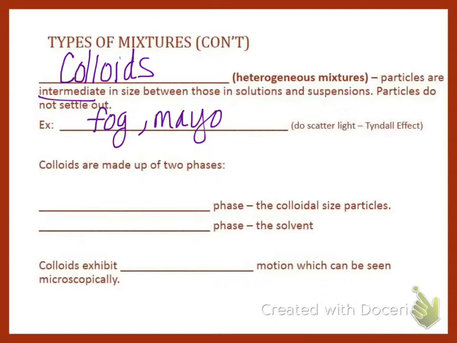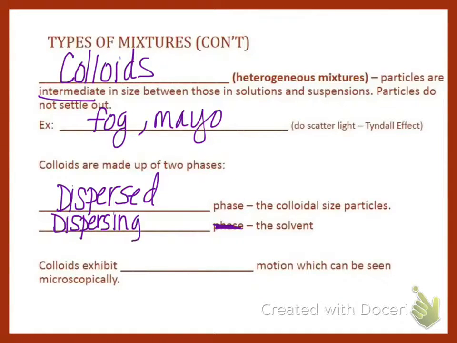Colloids have two phases. They are made up of the dispersed phase, which is the colloid-sized particles, and the second one is actually supposed to be the dispersing medium. It's basically what the particles are dispersed in, dispersing medium, not phase. So make that change in your notes, which is basically like the solvent component. Colloids exhibit something called Brownian motion that you can actually see when you look under a microscope.